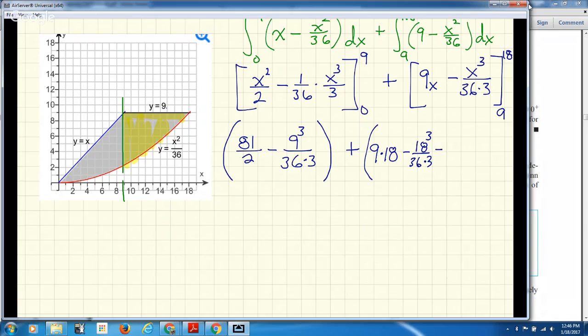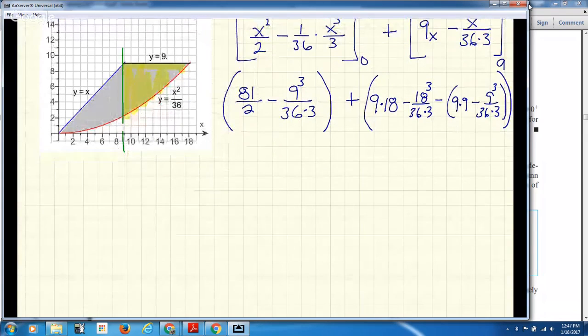And then we'll have minus another set of parentheses, 9 times 9 minus 9 cubed over 36 times 3. And so now we just have a whole bunch of arithmetic to do. At this point, I'd be whipping out my calculator to get an answer. But I guess I could have fun with fractions here. So let's see, what do we got?